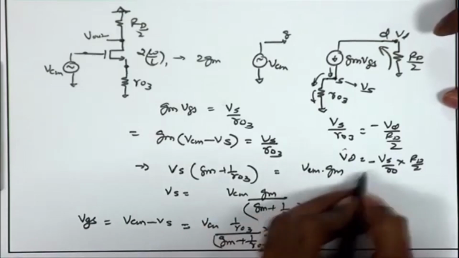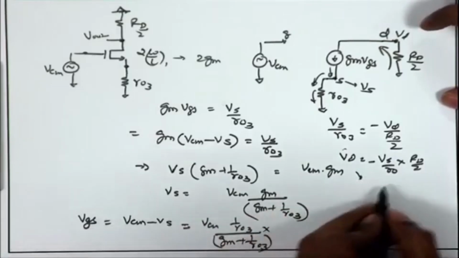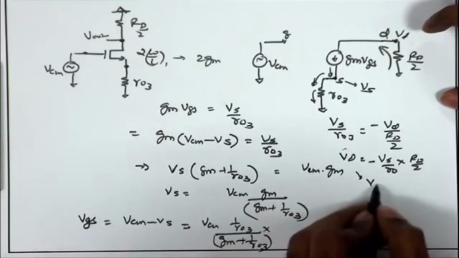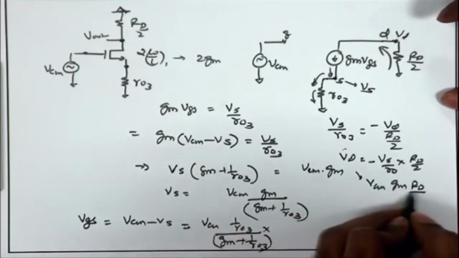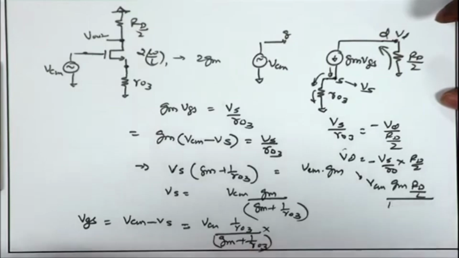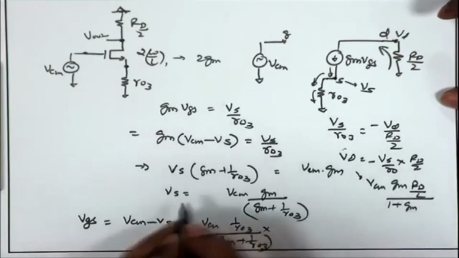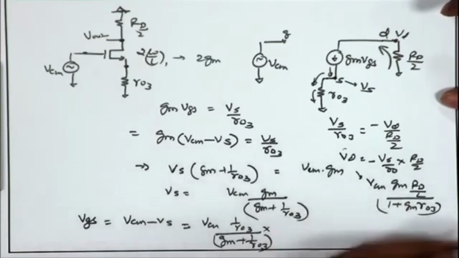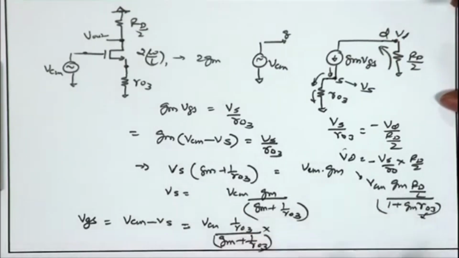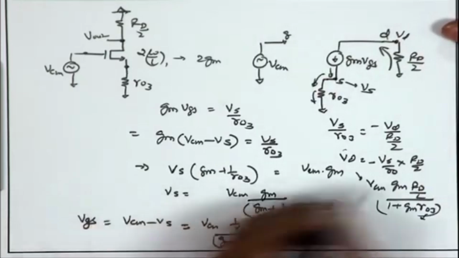So, I can write this down as Vcm times Gm Rd by 2 upon 1 plus Gm Ro3. So, basically Gm Rd upon 1 plus Gm Rs, where Rs is the source resistance in this case, this is what we are getting.